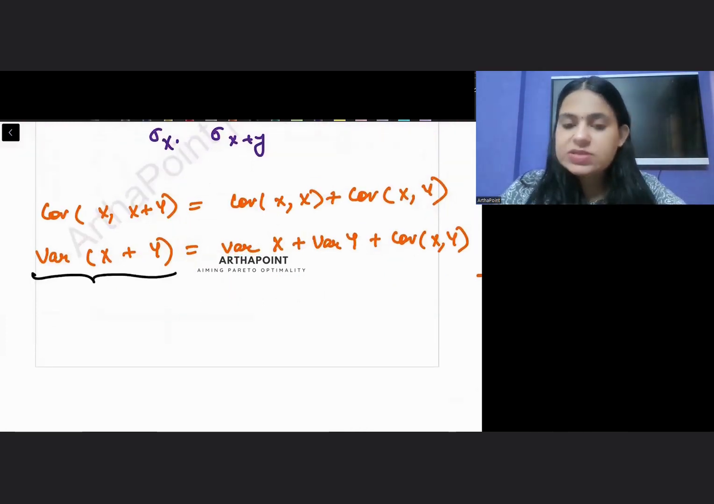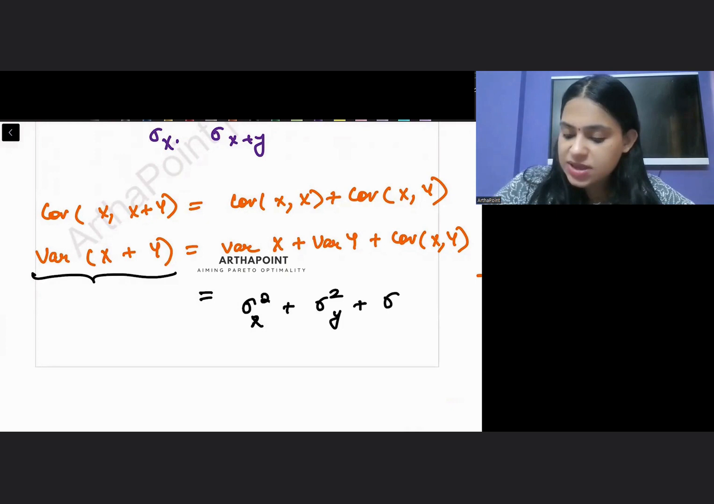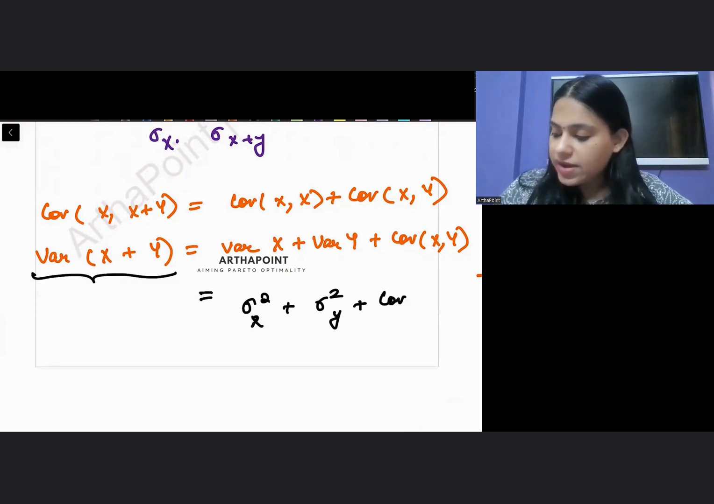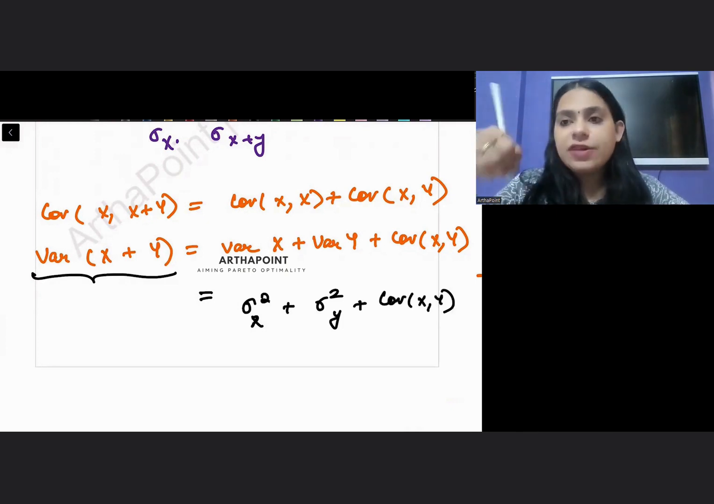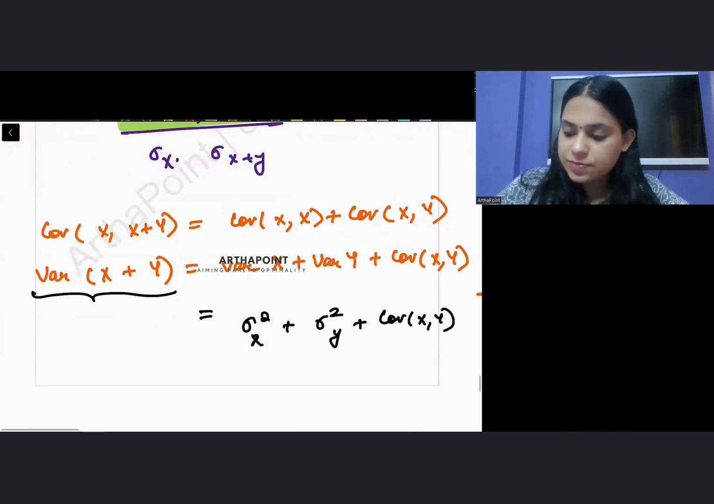Okay. So now just try to think about it. The variance of X plus Y will be the variance of X, right? Plus the variance of Y plus the covariance between X and Y. Let's write this down now. Plus, I'm going to write this as covar XY only. And if I now compare this, so this is this part.